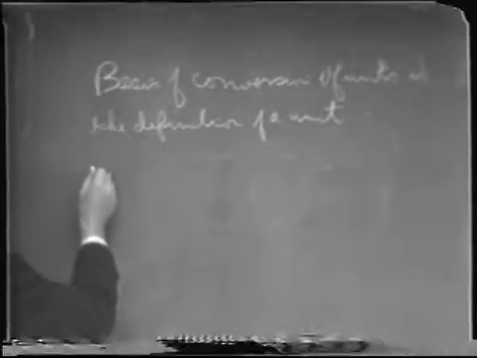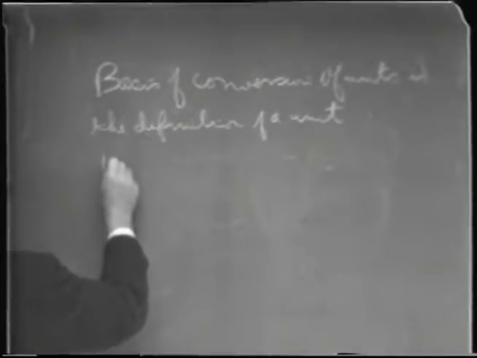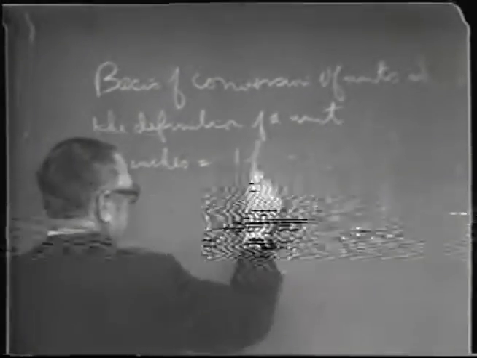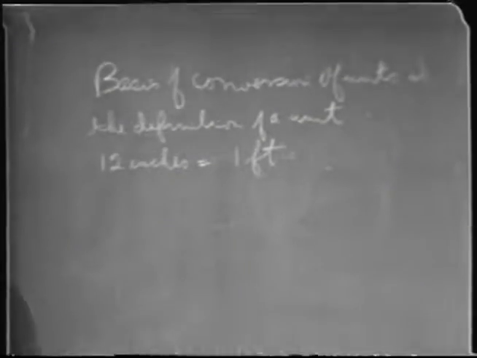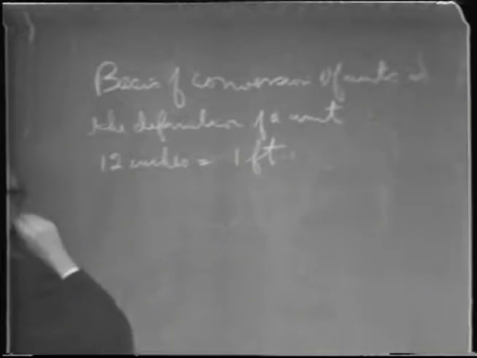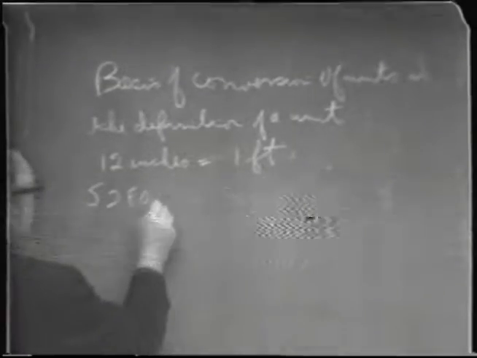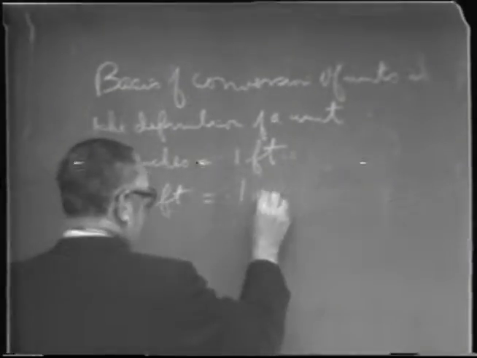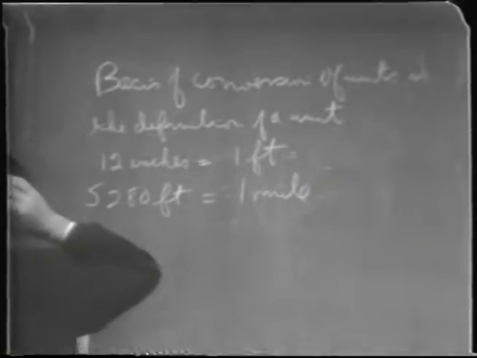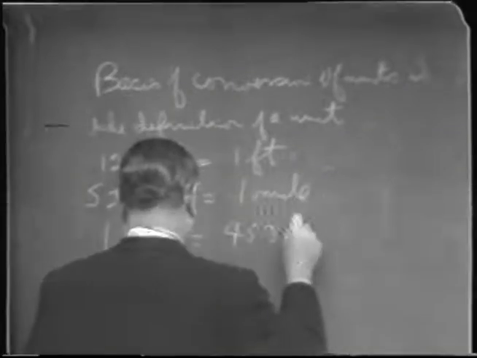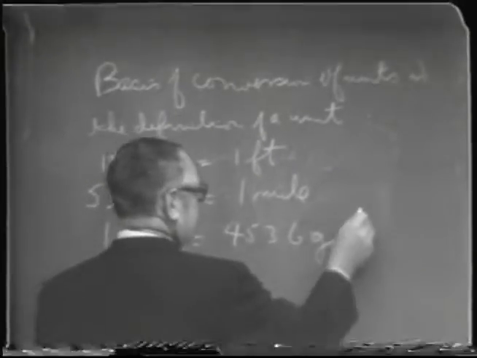For example, 12 inches equal 1 foot, or 5,280 feet equal 1 mile, or 1 pound mass is equal to 453.6 grams mass, frequently rounded off to 454.